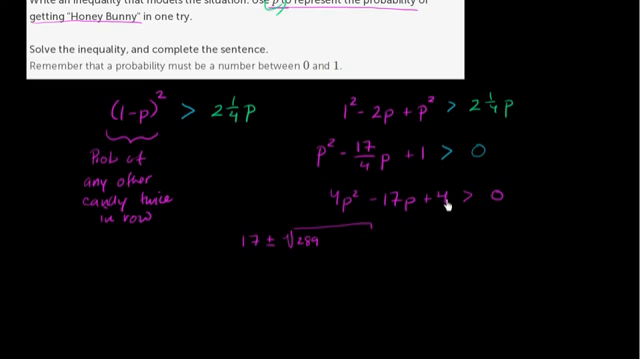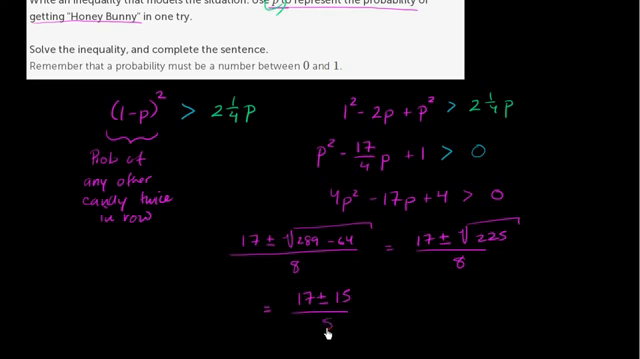Well, a times c is 16 times 4, so minus 64. All of that over 2 times a. All of that over 8. So that's 17 plus or minus, let's see, this is the square root of 225 over 8, which is equal to 17 plus or minus 15 over 8, which is equal to, let's see, 17 minus 15 over 8 is 2/8, or 1/4.